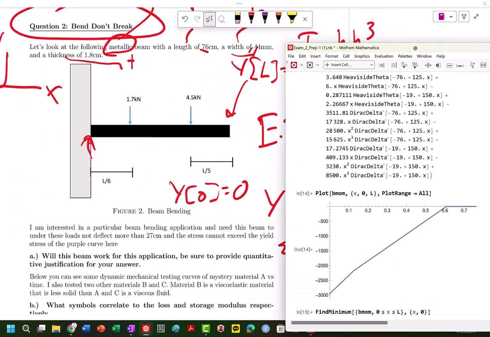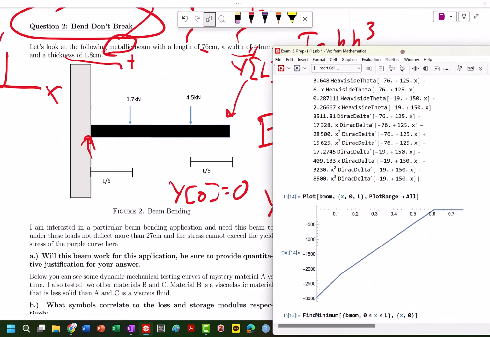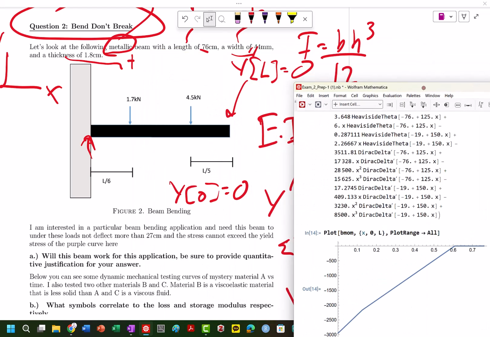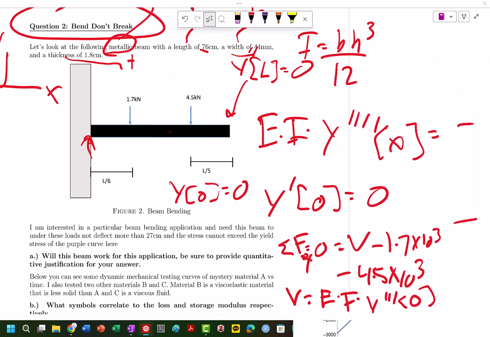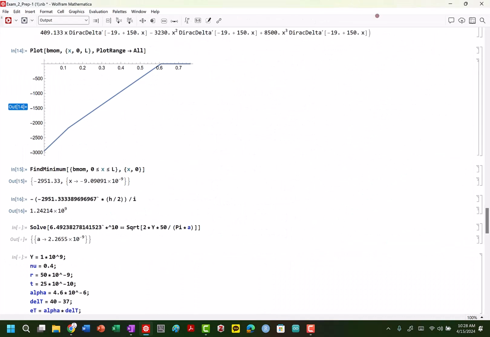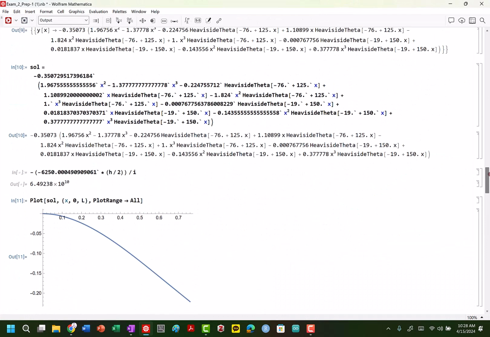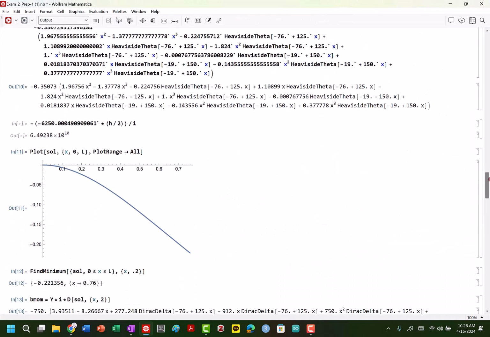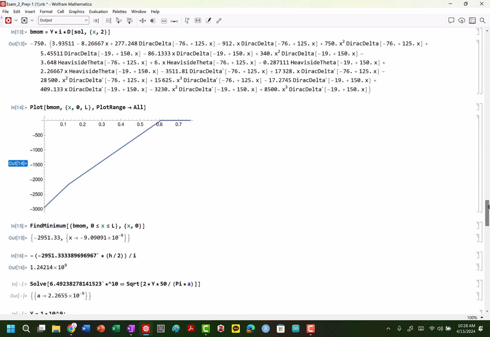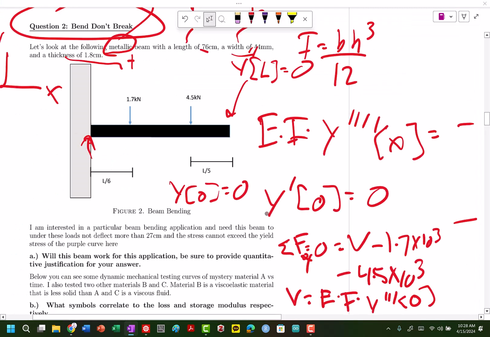This looks fantastic. So this beam cannot deflect more than 27 centimeters, and the stress cannot exceed the yield stress of the purple curve. So will it deflect more than 27 centimeters? I believe not, because the deflection is 0.22. So it will not deflect more than that. So that is good, but we're about a gigapascal.